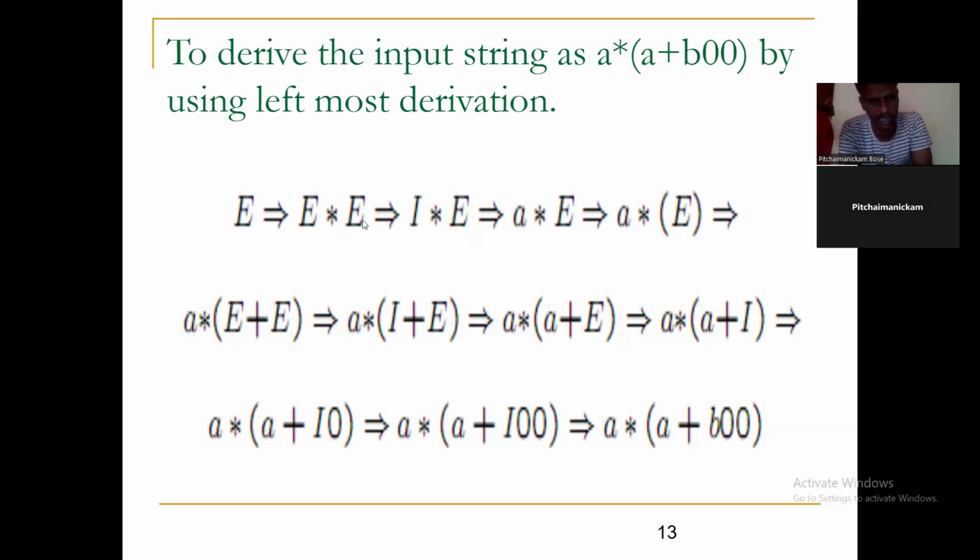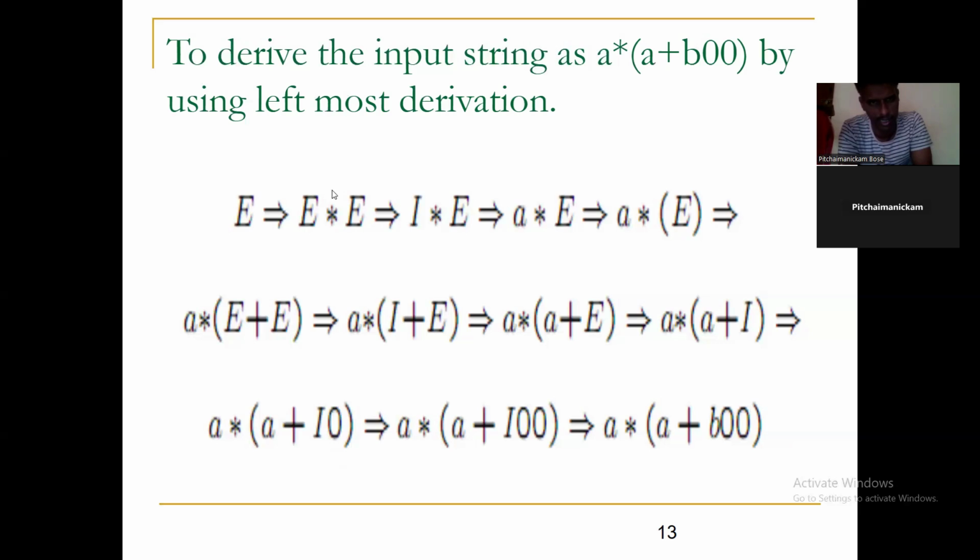E can be replaced with E star E. Again, this E can be replaced with I, that is the expression converted into identifier. I can be replaced with a. So a star E, and again this E can be replaced with within bracket of E. Again this E can be replaced with E plus E. E tends to I tends to a. Again this E can be replaced with I, I can be replaced with I0. Again this I can be replaced with I00. And finally the I can be replaced with b. So finally we got the answer: a star within bracket of a plus b00.